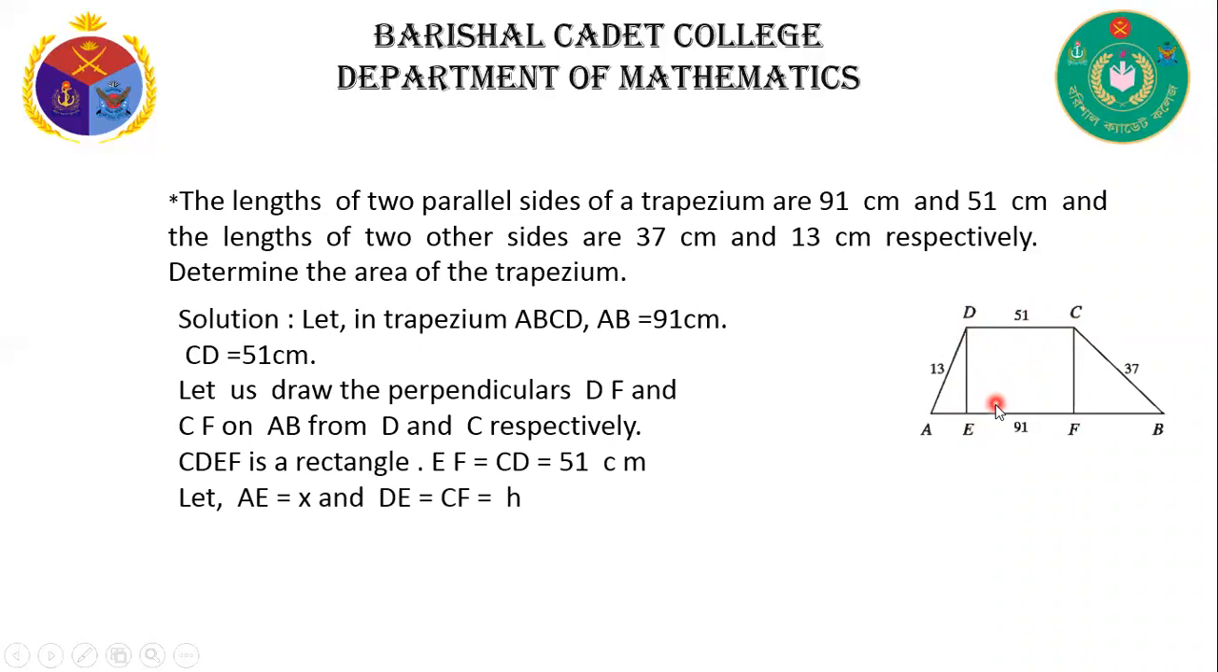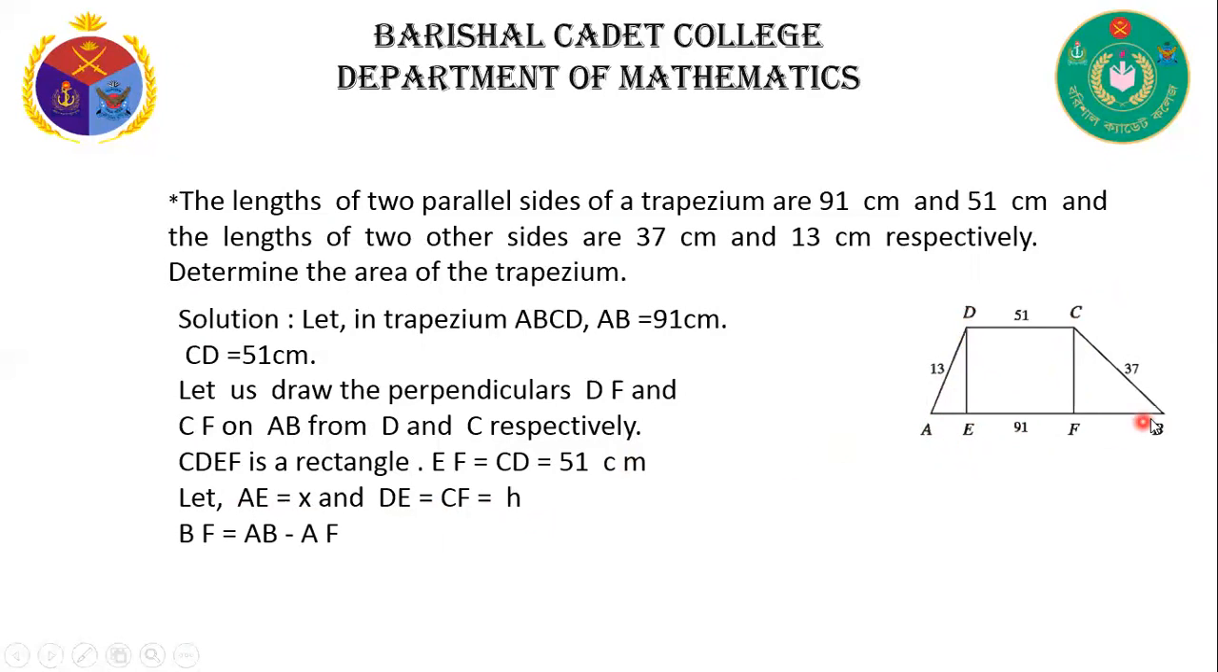Now let AE is equal to x. So DE is equal to CF is equal to h. Let AE is equal to x, and DE and CF is the height. That means it is equal to h.